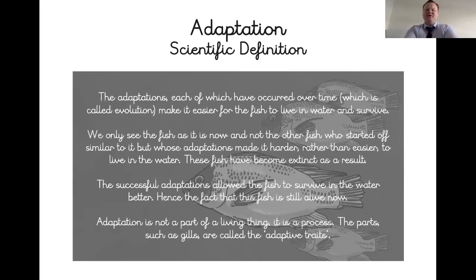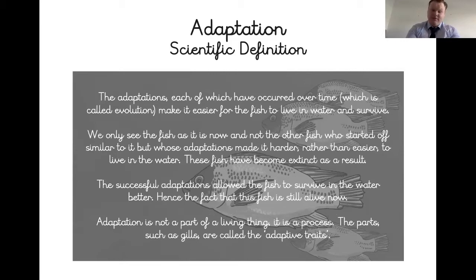The adaptations, each of which have occurred over time, which we call evolution, make it easier for the fish to live in water and survive. We only see the fish as it is now, and not the other fish who started off similar to it, but whose adaptations made it harder rather than easier to live in the water. And as a result, these fish have become extinct. So they're no longer living. The ones that had the adaptations have survived.